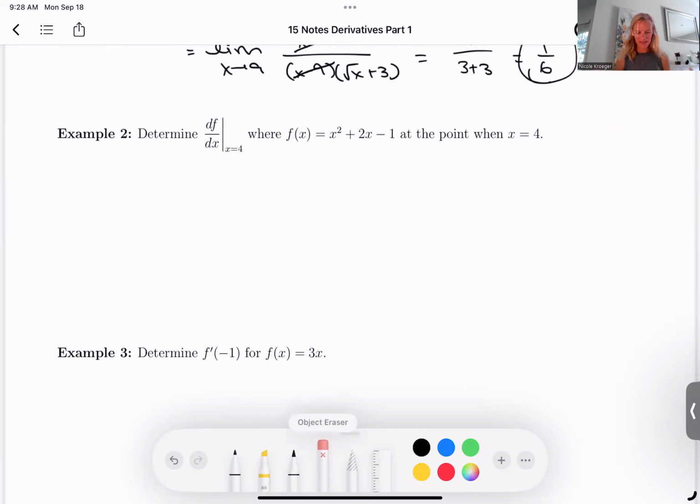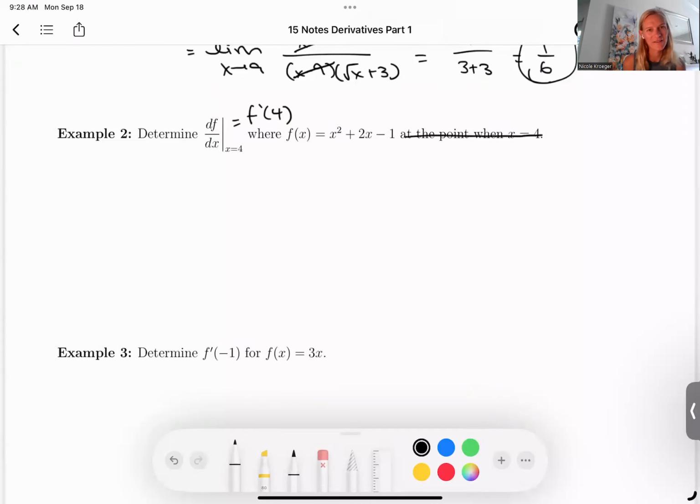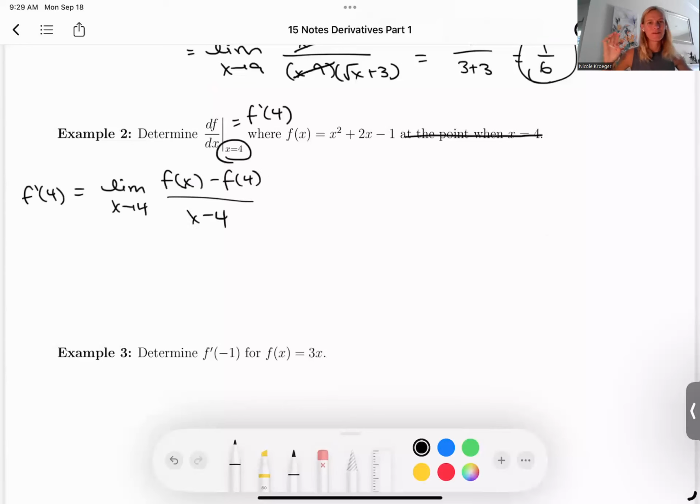Okay, so we're just going to do 2 more examples. So df over dx at x equals 4. This is the same thing as saying find f prime of 4, just 2 different notations. We're going to get a lot of different notations here, so we just need to be careful with all our notations. And I really didn't need to write all of this extra stuff because I already told you that here. We can say that f prime of 4 is the limit as x approaches 4 of f of x minus f of 4 over x minus 4. It's always good to go ahead and just rewrite that definition with the 4's plugged in.